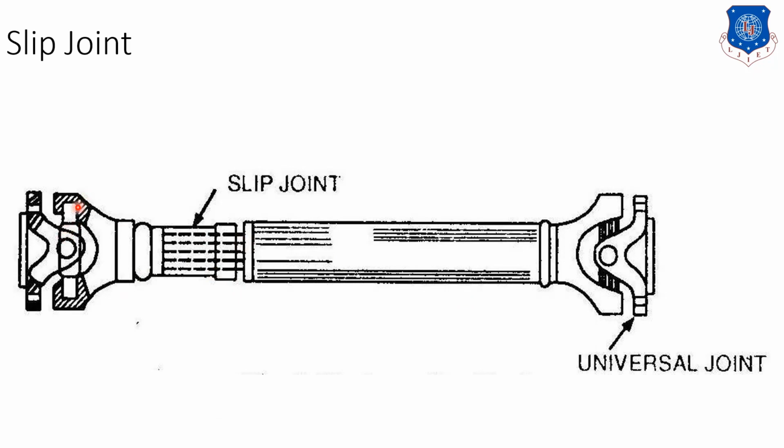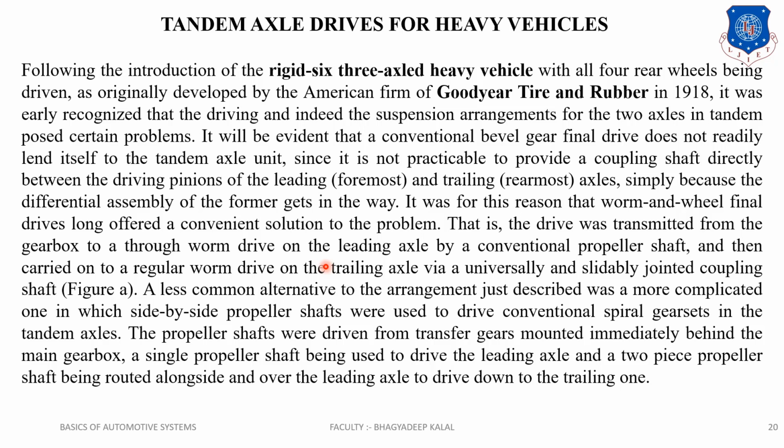This is our universal joint. It is also a universal joint, and here is the propeller shaft, and this is our slip joint for up and down movement, so that it can balance easily and the length of the propeller shaft may increase and decrease. Next is the tandem axle drive for heavy vehicles. This is the theory related to the tandem axle drive, and understand this theory from your exam point of view, because there is no other book for it.